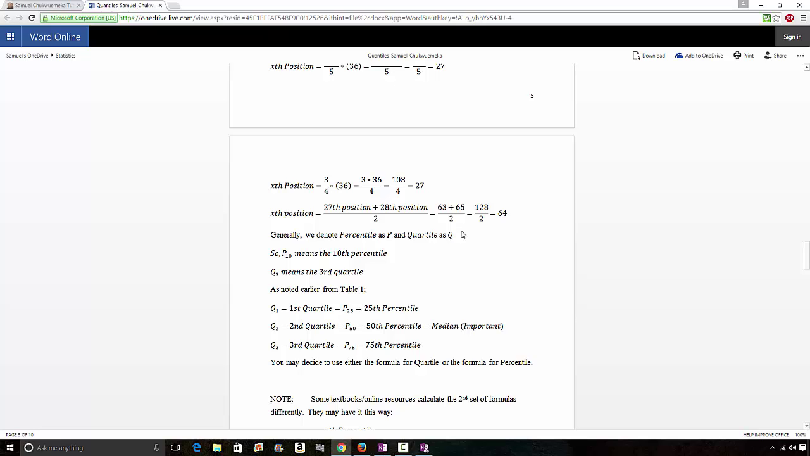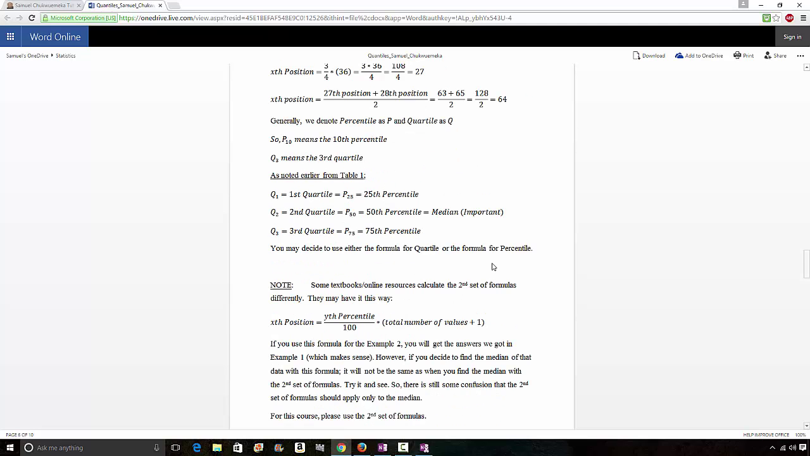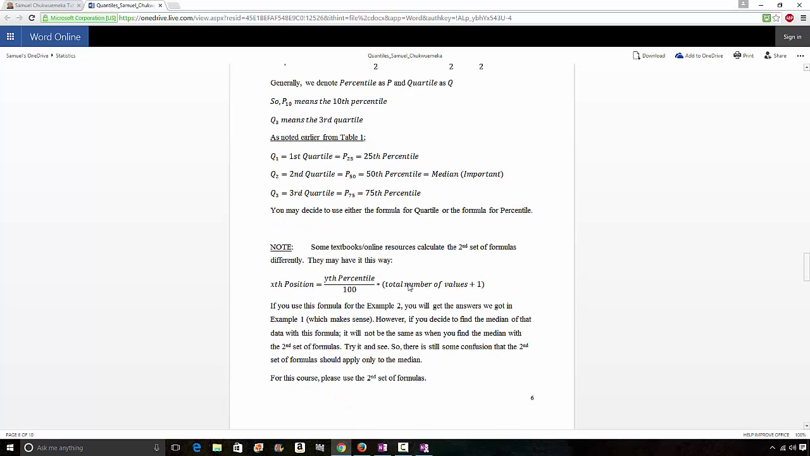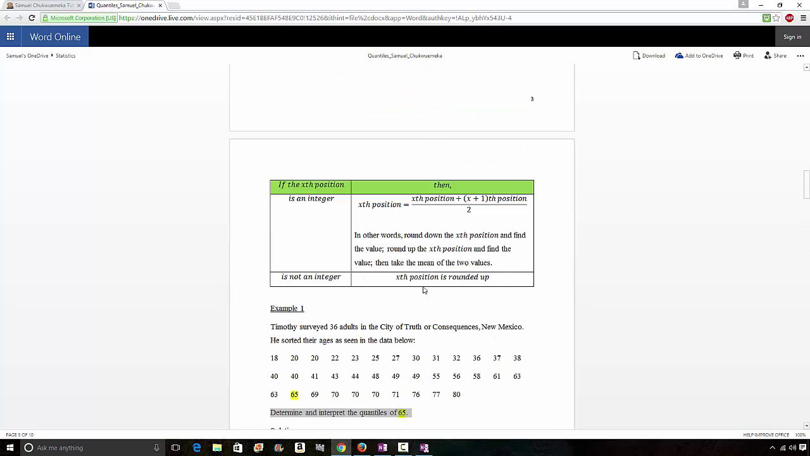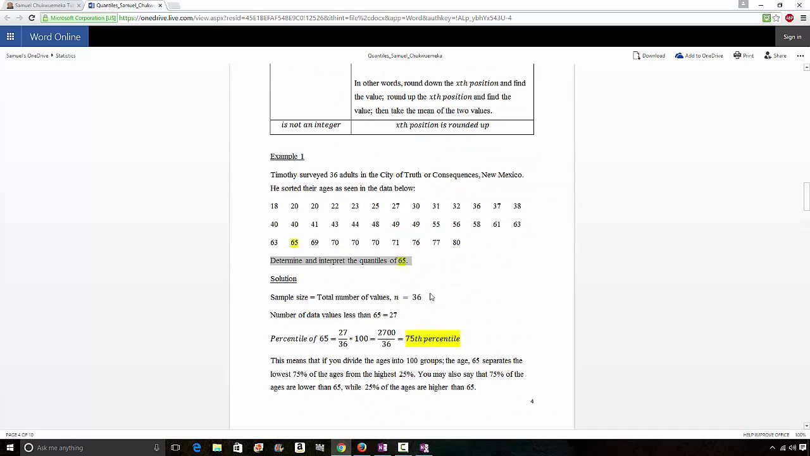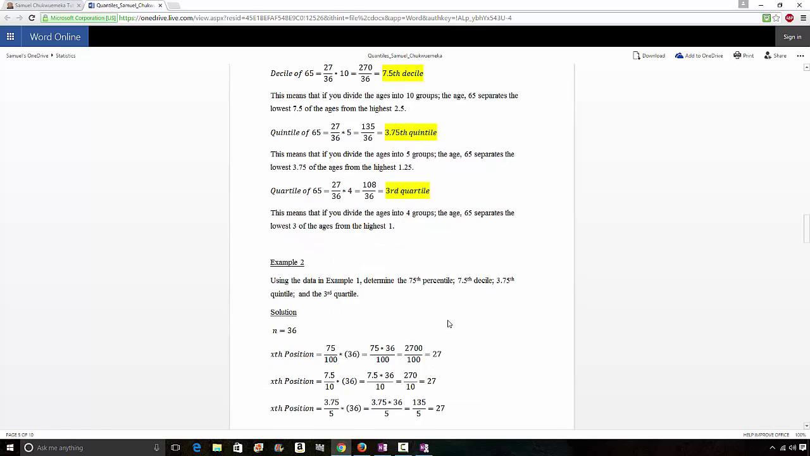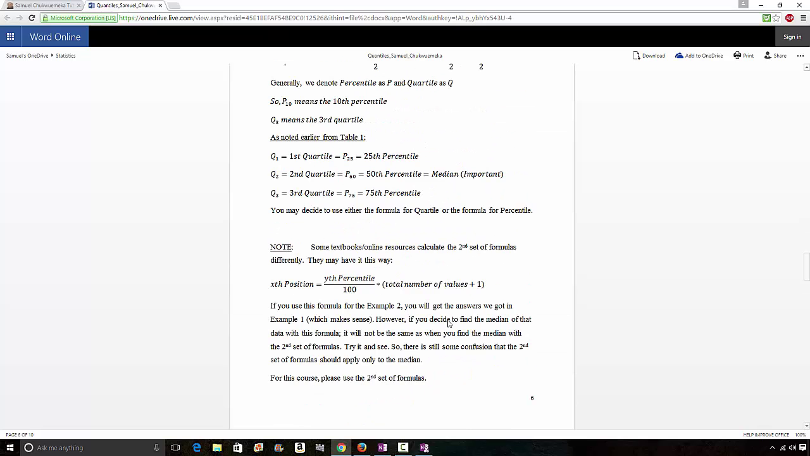Well, this is from some textbooks. Now, if you use this formula here, percentile over 100 times the total number of values plus 1, and you still follow these rules right here, then you will get 65. You can try that on your own, okay? And some textbooks still use this. Some online resources you see still use this formula.